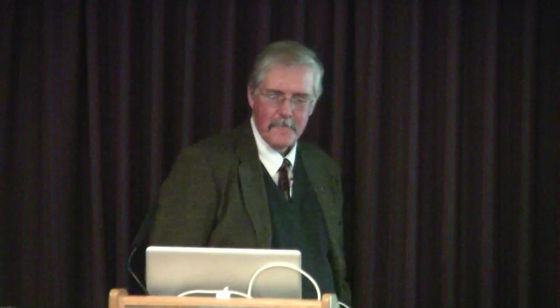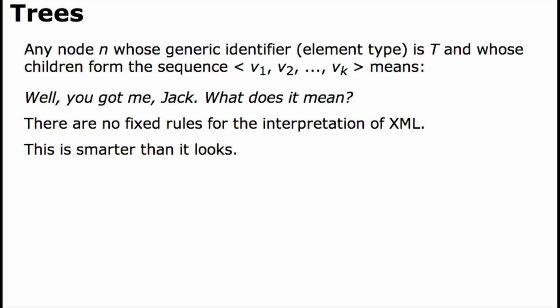And for trees, for document structures of the kind you get with XML, well, you have a similar kind of problem. You have a node, some node n with a generic identifier or element type, T, and a sequence of children. What does that mean? If there is one big problem in the definition of XML semantics, it is that XML doesn't provide a purely mechanical, brain-dead translation into first-order predicate calculus, so there is no way to tell what it means or how you would translate it into first-order predicate calculus so that you could reason about it mechanically. There are ways, but there are no fixed rules.